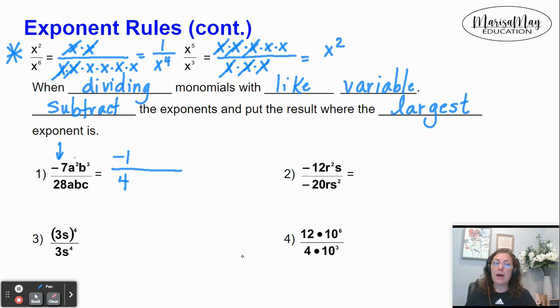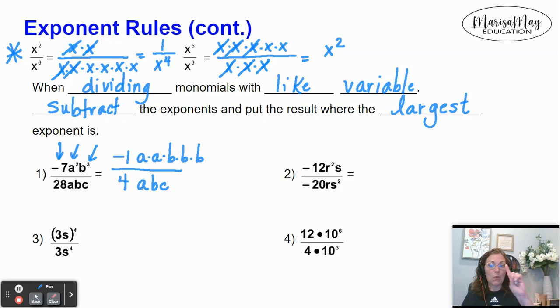Now look at your top. You have a to the second, which means a times a. You have b to the third, which means b times b times b. And then you have abc on the bottom. Now remember, you can cancel 1 a for top and bottom. So we'll do that. You can cancel 1 b top and bottom. And that's it. You can't cancel anymore.